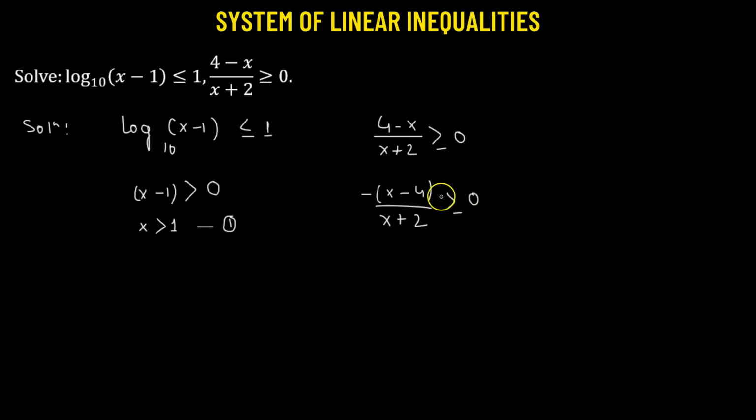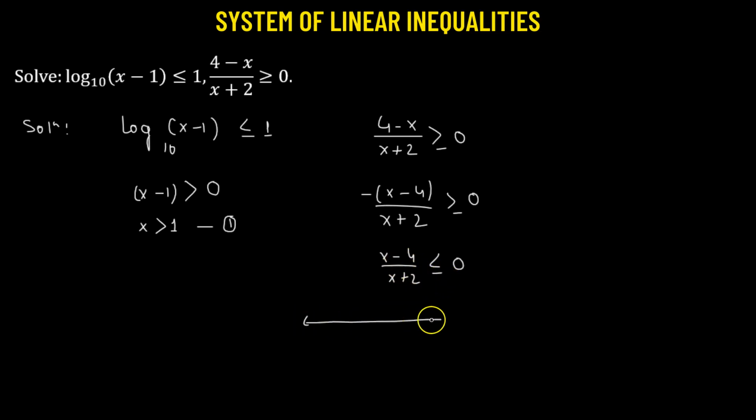Now what we'll do is multiply both sides by negative 1. But in doing so, we have to be careful here. When we multiply both sides of an inequality by a negative number, the sign of the inequality changes. And 0 times negative 1 is 0. So now we have (x minus 4) divided by (x plus 2) less than or equal to 0.